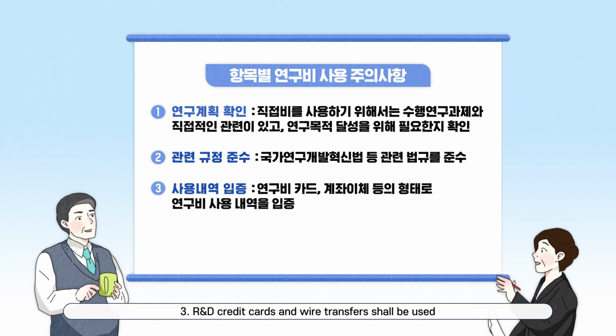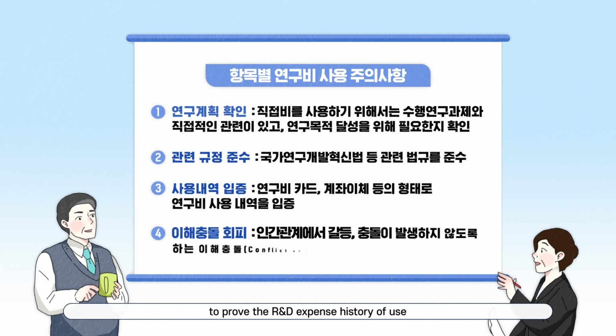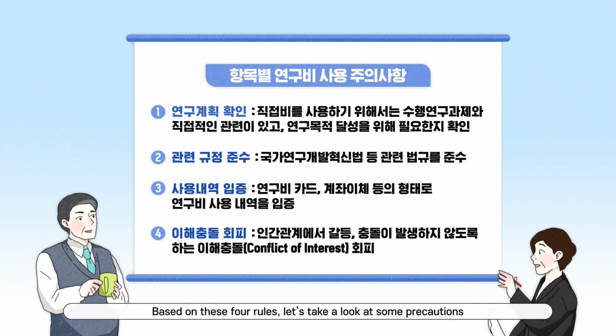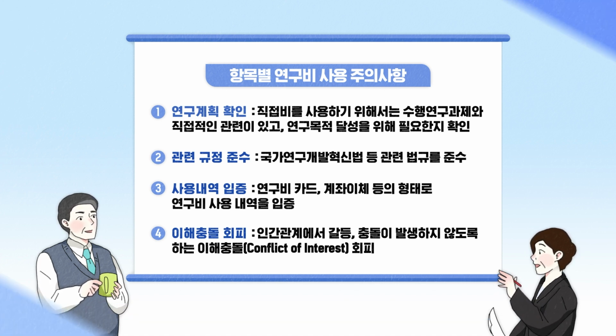R&D credit card and wire transfers shall be used to prove the R&D expense history of use, project fund use detail. It is important to avoid conflicts of interest to prevent problems amongst researchers. Based on these 4 rules, let's take a look at some precautions to consider when using research funds by case.